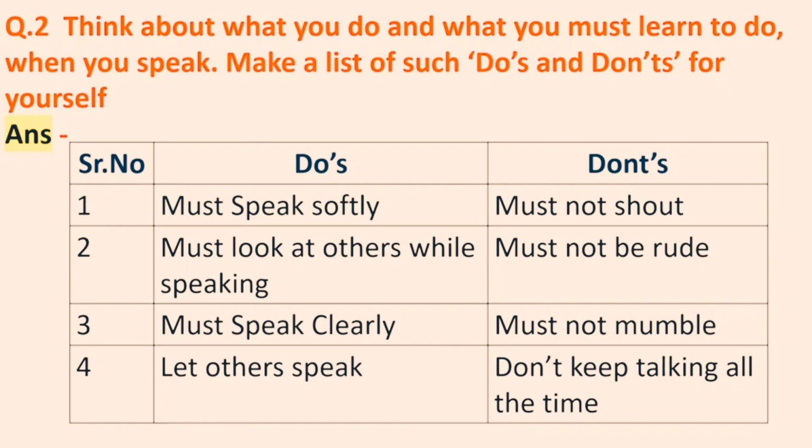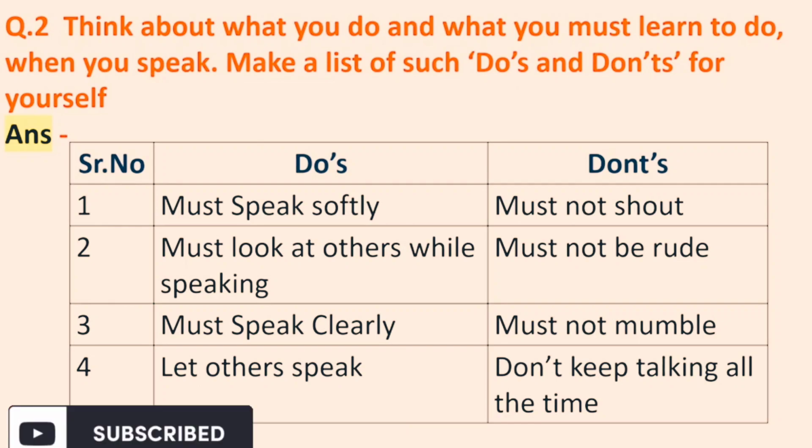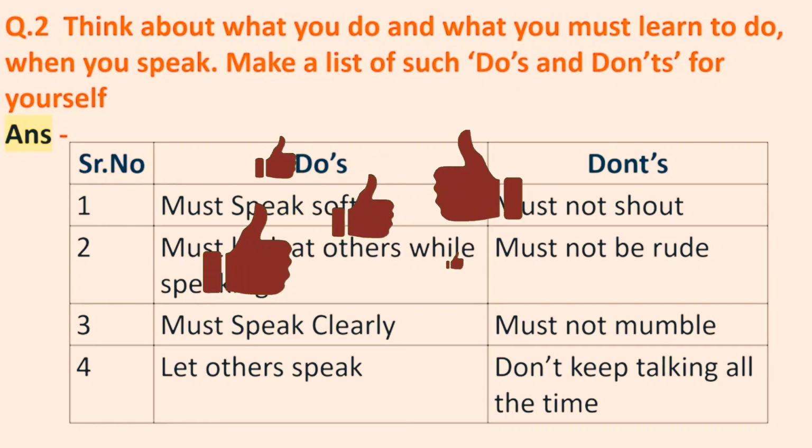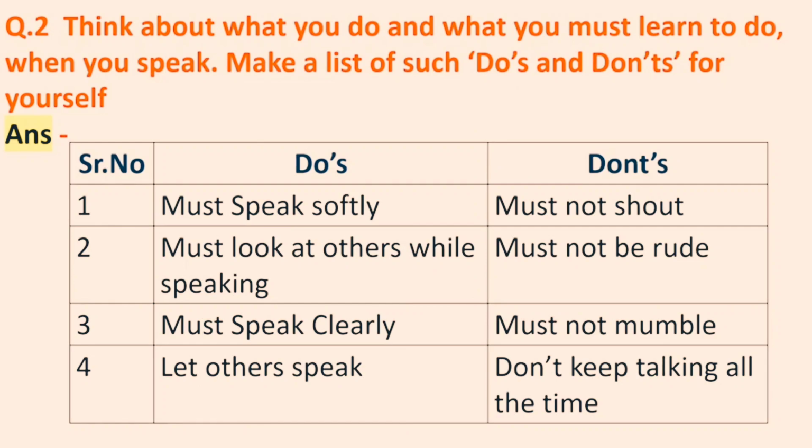Next is, think about what you do and what you must learn to do when you speak. Make a list of such do's and don'ts for yourself. Let us begin with the answer. First, we will see all the do's, that is: must speak softly, must look at others while speaking, must speak clearly, let others speak. We'll see now the don'ts: must not shout, must not be rude, must not mumble, don't keep talking a lot at a time.